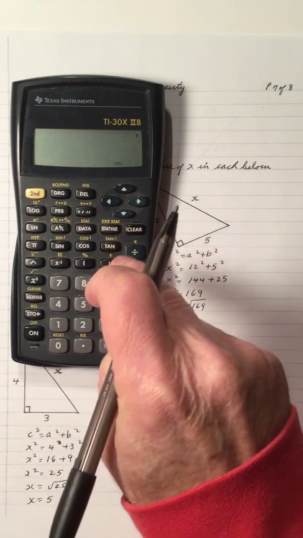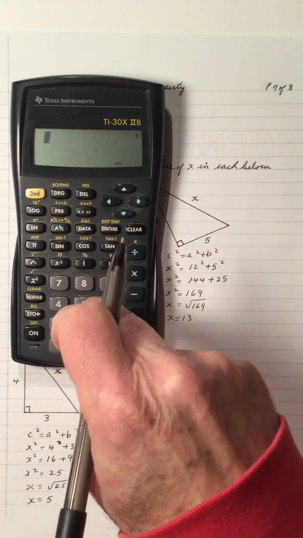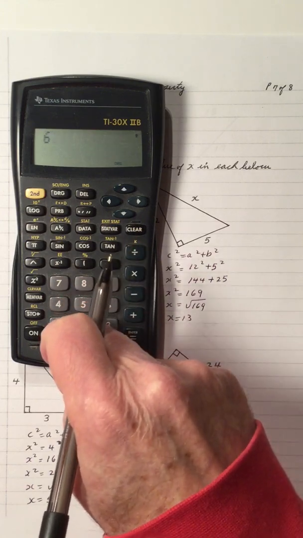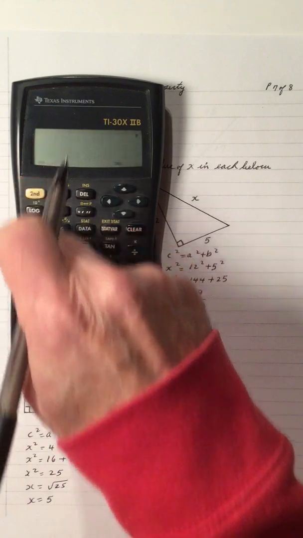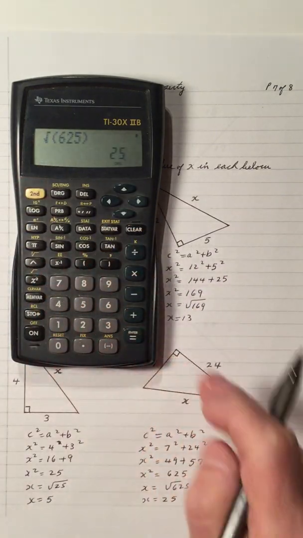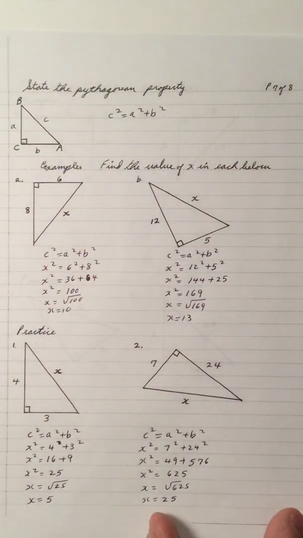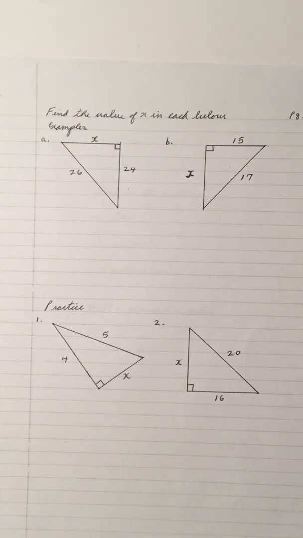Let's check the square root of 625. Let's do the square root first. 625, and we get 25. Perfect. Okay, let's continue.